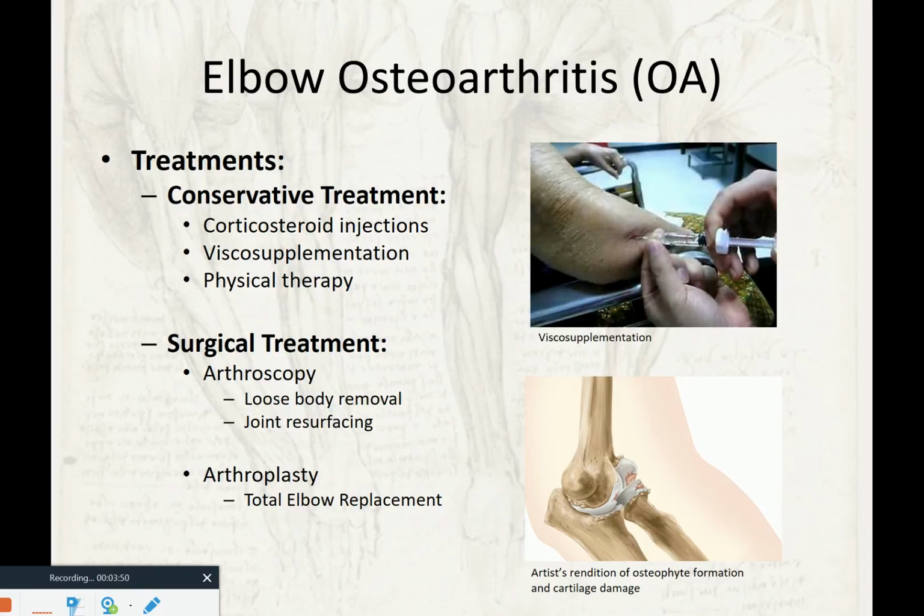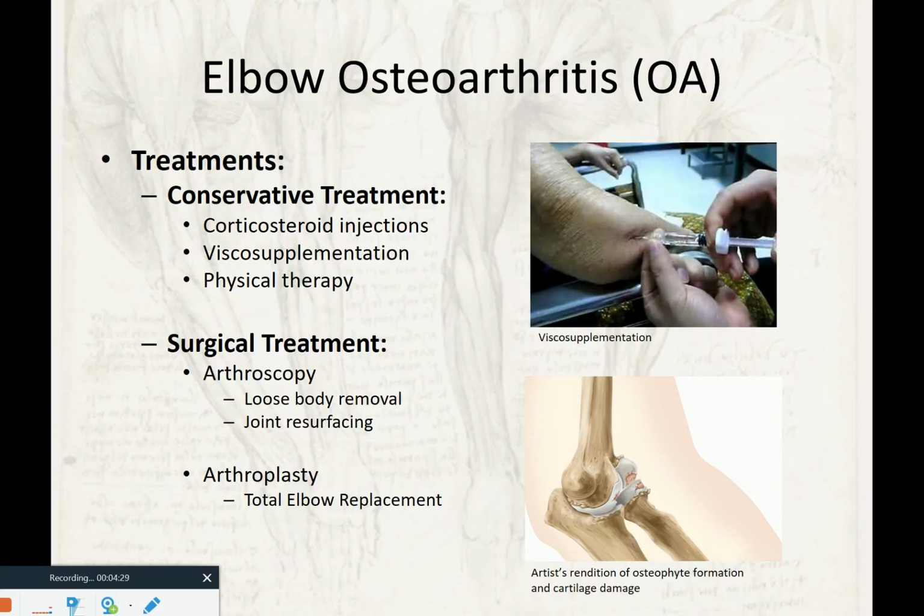Treatments include, of course, both conservative and surgical treatment, but conservative treatment could include physical therapy, but it also might include corticosteroid injections for pain management, and then viscosupplementation for improving joint sliding. Viscosupplementation can be seen in the picture in the top right. You'll notice they're injecting this fluid into this patient's elbow. And then surgical treatment, you can either have an arthroscopy for loose body removal or joint resurfacing, or an arthroplasty, just like we would in the hip or the knee. An arthroplasty is just a joint replacement, so some people might call it total elbow replacement.